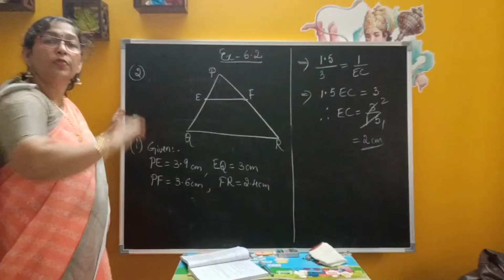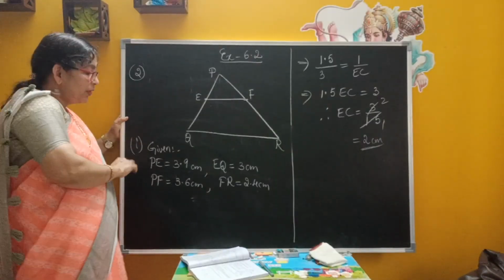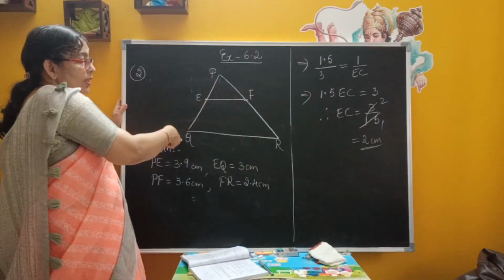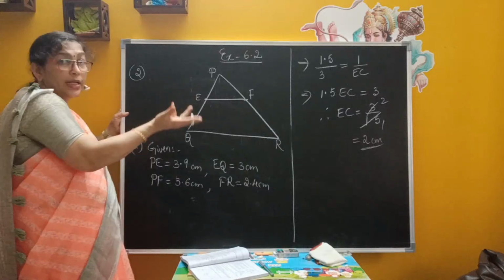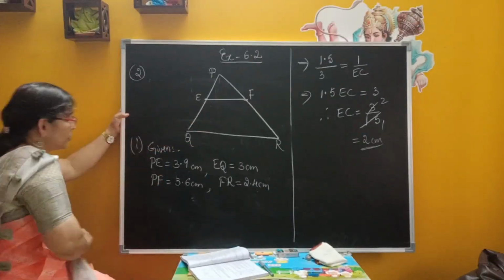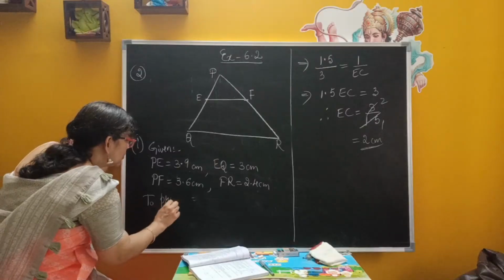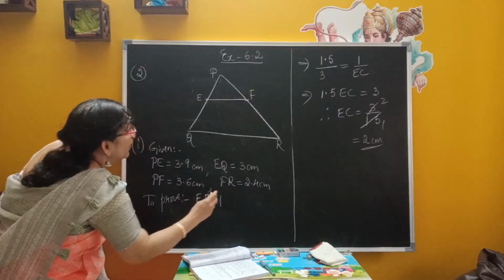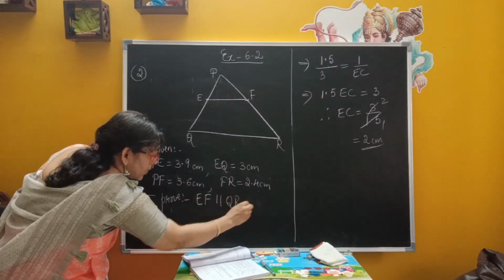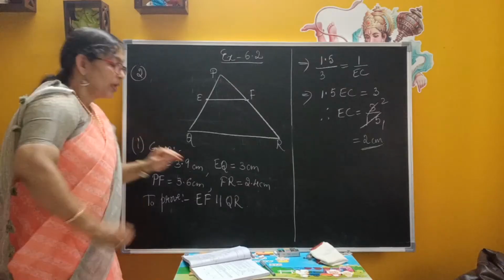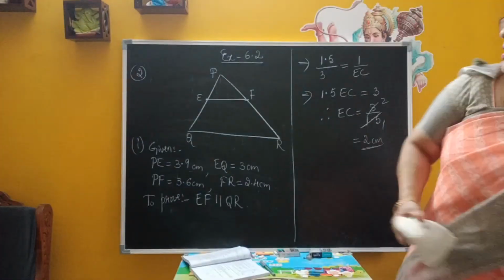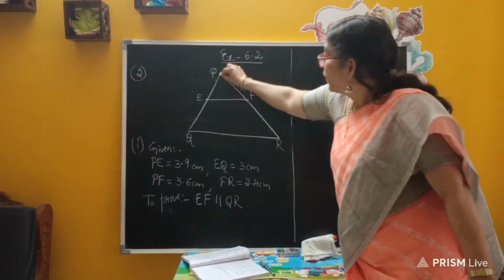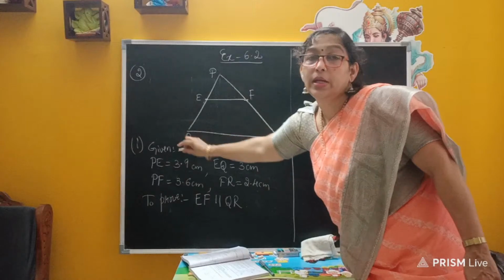So what do we need to prove now? We need to prove that these ratios are equal. If the ratios of the sides are equal, what do you say? The line is parallel, isn't it? So what is to be proved? EF is parallel to QR. Now let us take the ratio of the sides. First let us take PE by EQ.